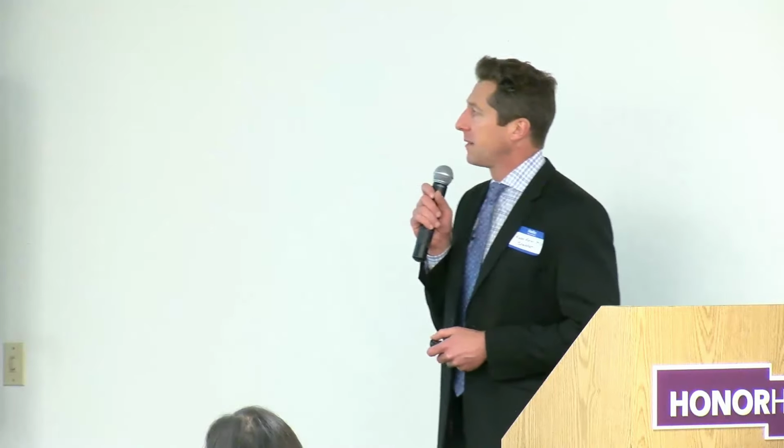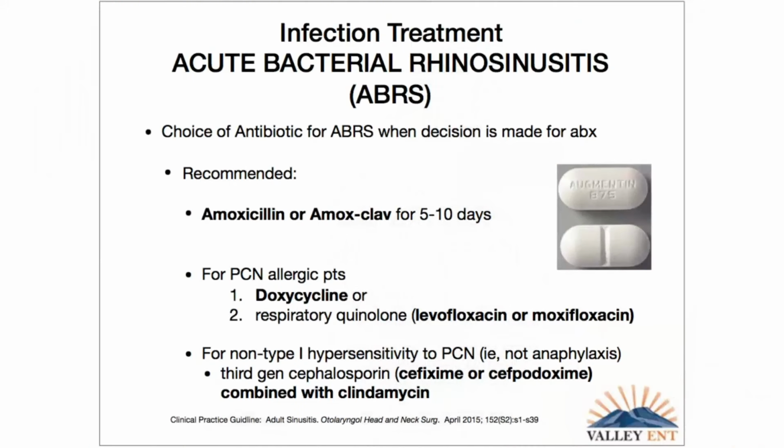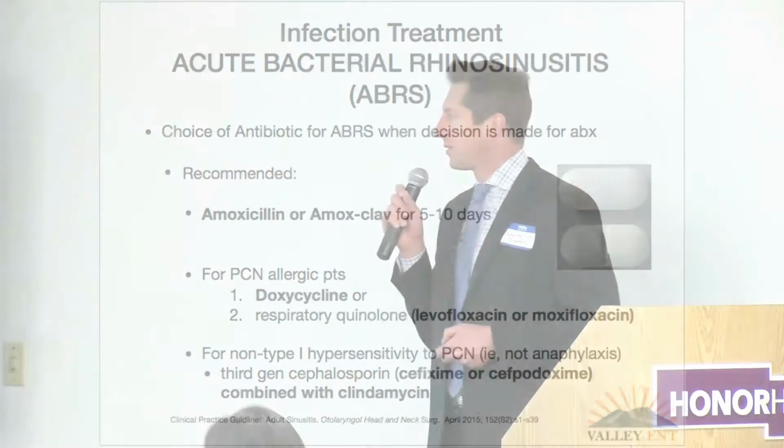Now, let's say you've made the decision to go ahead and treat the patient with antibiotics. The recommendation from the clinical practice guidelines is to give amoxicillin or amoxicillin-clavulanate, Augmentin, for 5 to 10 days. If the patient is penicillin allergic, you give doxycycline or a respiratory quinolone like levofloxacin or moxifloxacin. Now, if the patient doesn't have true anaphylaxis to penicillin, you also have the option to give them a third-generation cephalosporin combined with clindamycin.